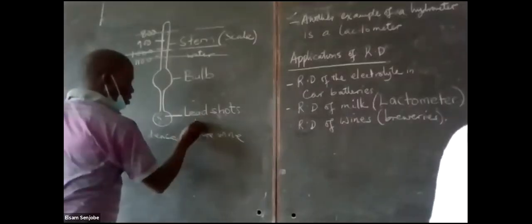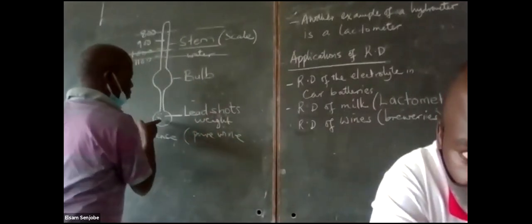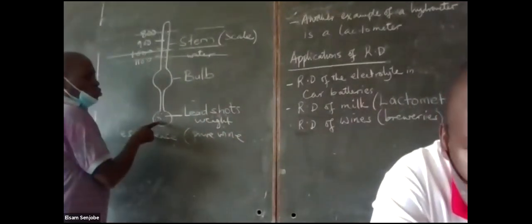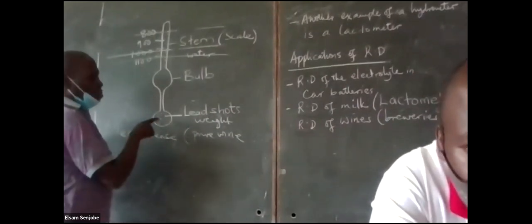Is that okay? My connection was a bit unstable. What do the lead shots do in a hydrometer? These increase the weight of the hydrometer. The weight is concentrated at its bottom so that it can stand vertically in the liquid in which you immerse it. Okay, teacher. That was all.